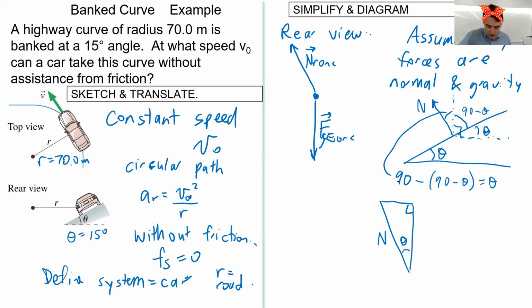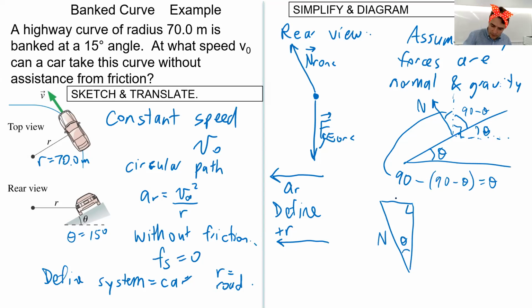The other thing I have to do is that the acceleration is towards the center of the circle, a sub r. So I need to define plus r to be towards the center of the circle. That's a very key point. Usually in previous problems, we've been able to define the x and the y whichever way we want. In banked curve questions, or any circular motion question, you always want to define the plus r direction to be towards the center of the circular path, so that a sub r can be v squared over r, the radial acceleration.